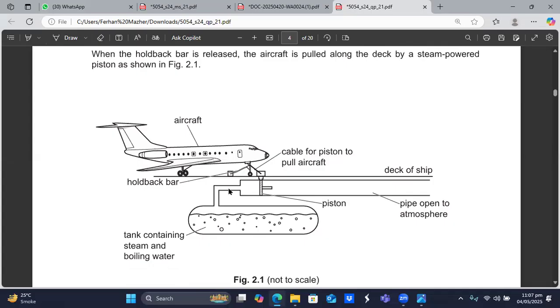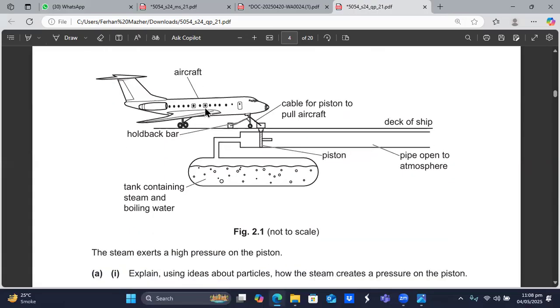So if you release it, what will happen? This steam will come here, and this piston will move very quickly towards the left. So this aeroplane will also move to the left. Okay, so this is the story. When the hold back bar is released, the aircraft is pulled along the deck by a steam-powered piston as shown in the figure 2.1. Okay, so what is their question?